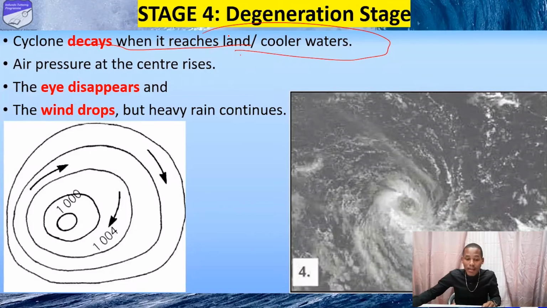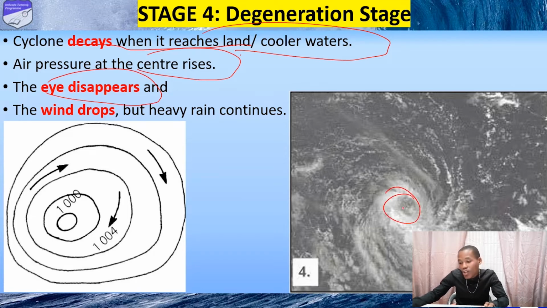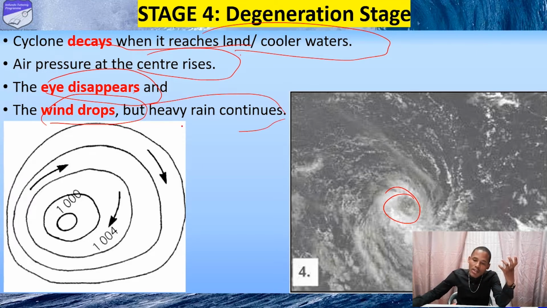It's going to decay. Air pressure at the center rises because now the cyclone is decaying. The pressure now is going to increase because the cyclone is dissipating. The eye disappears. As you can see, it's no longer clear. The eye is no longer clear now. The wind speed is going to drop, but because the clouds are already there in the atmosphere, heavy rains are continuing to pour. So those are the 4 stages of a cyclone.